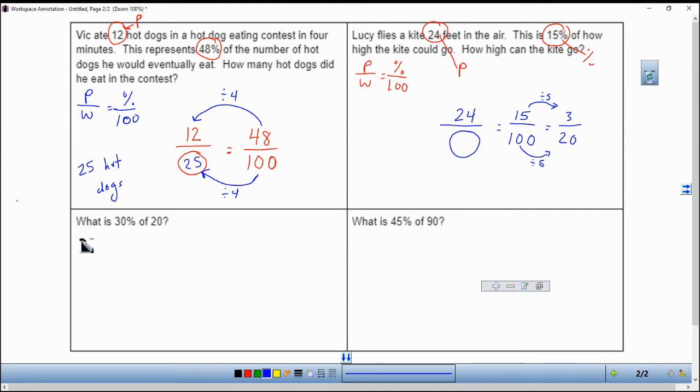All right, so 30% of 20. Let's do the part over whole equals percent over 100. It never fails us, I guess. Well, most percent problems in 6th grade can be solved using this proportion here, percent proportion.